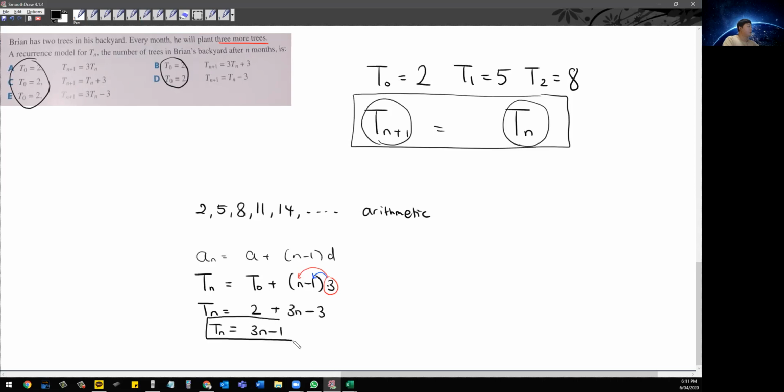So this formula can be used to find the number of trees in the nth month. For example, what's T0? Plug in 0 there. Oh, hold on. Is this still working for 3 more trees? Hold on, I think I made a mistake. So that's 3n. Okay. I think I made a mistake.